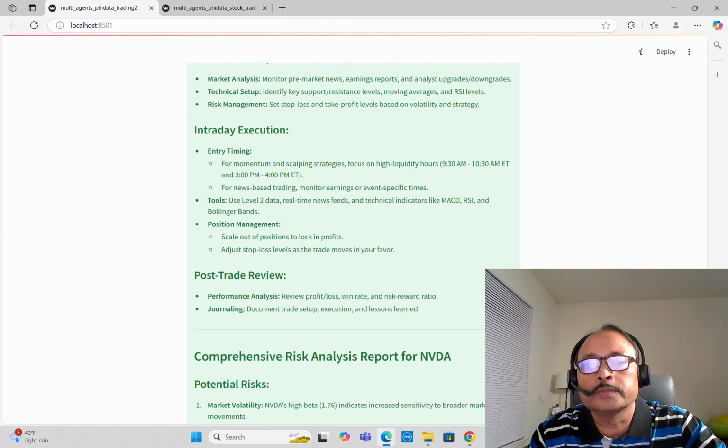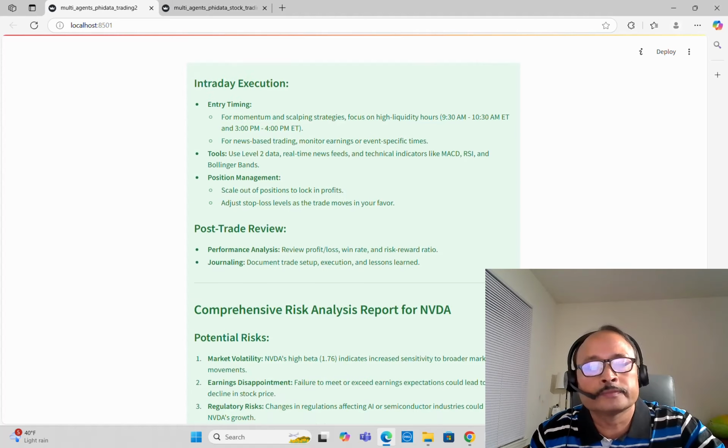Then tools you should check the real-time news feeds and technical indicators like MACD, that is moving average convergence divergence, RSI, and then Bollinger Bands, etc. For position management, scale out of the positions or lock in profits, then adjust stop loss levels as the trade moves in your favor.